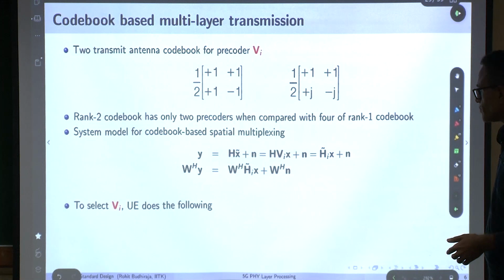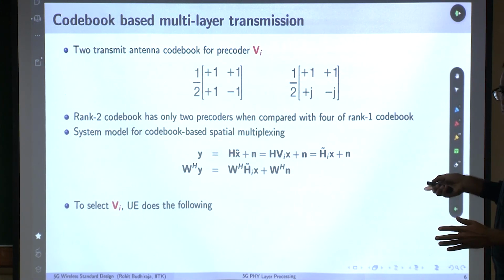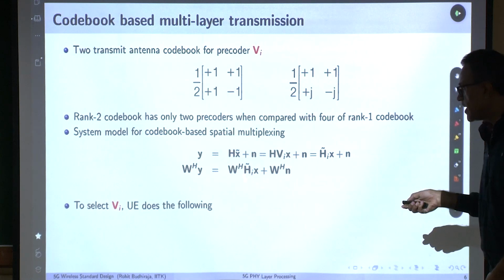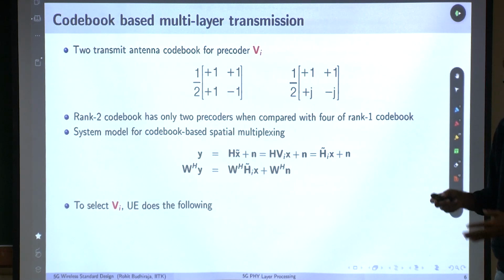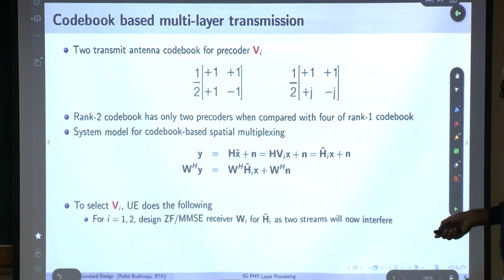Now there are two entries. What will it do? It has to decide which precoder information should be fed back. How is it going to do that? To select this particular precoder V of i, the UE does the following.